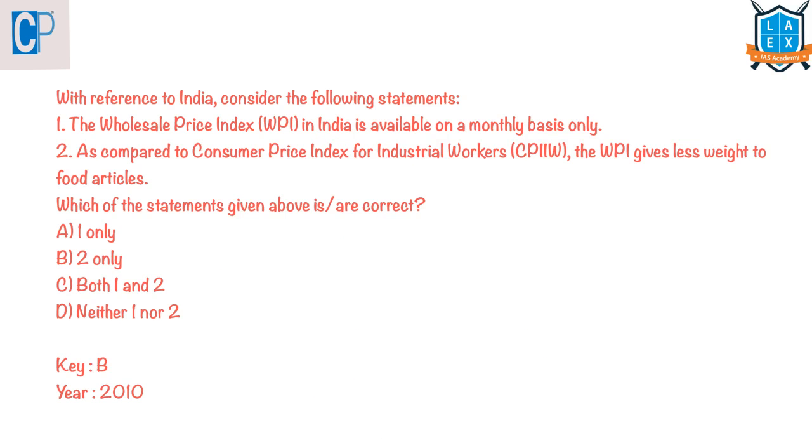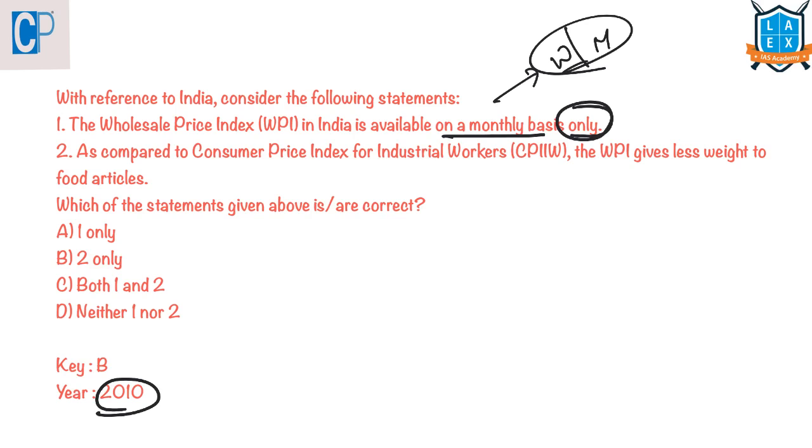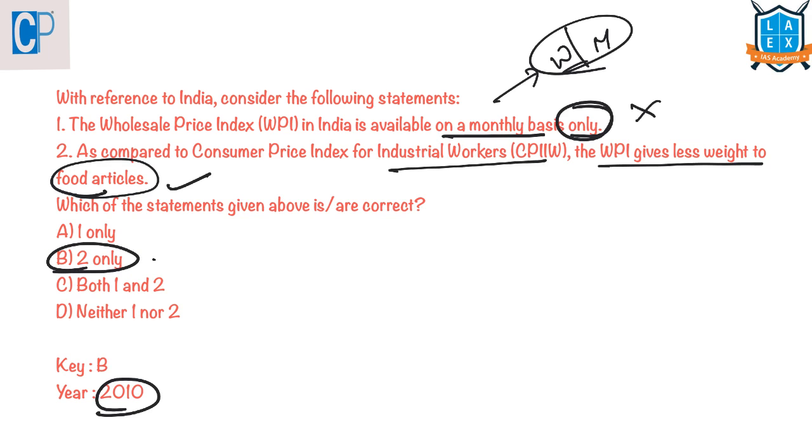Now let's try to see a question. With reference to India, consider the following statements. This question appeared in 2010. The wholesale price index in India is available on a monthly basis only. Just now we have seen it is done on a weekly basis for primary articles like fuel and power, and for others on a monthly basis. So statement 1 is incorrect. As compared to consumer price index for industrial workers, WPI gives less weight to food articles. Yes, this statement is correct, as only 2 is correct. The answer here is B, 2 only.